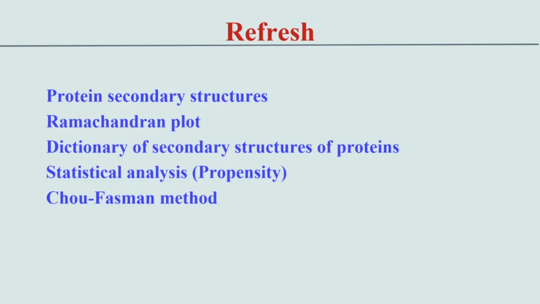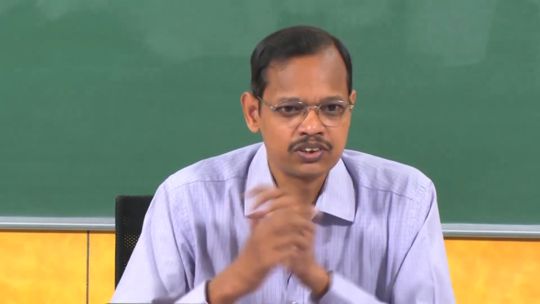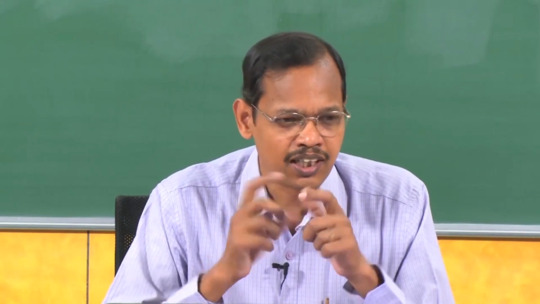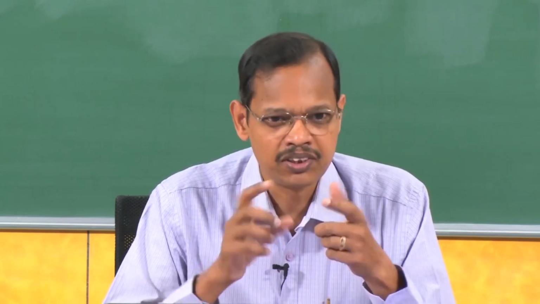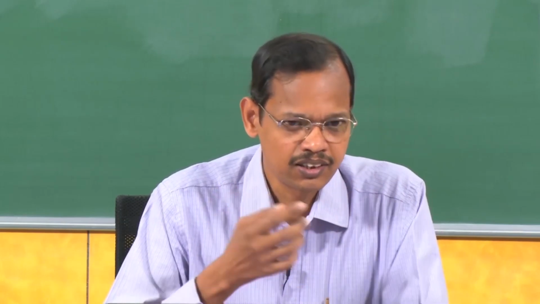What is the Ramachandran plot? The plot between phi and psi angles. He used the two dihedral angles, phi angle and psi angle. How many atoms are required to get a dihedral angle? Four atoms, because it is the angle between two planes. Atoms 1 to 3 form one plane, and 2, 3 and 4 form another plane. The angle between these two planes is called the dihedral angle.